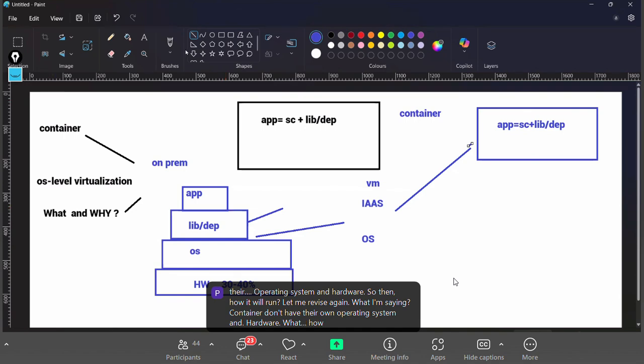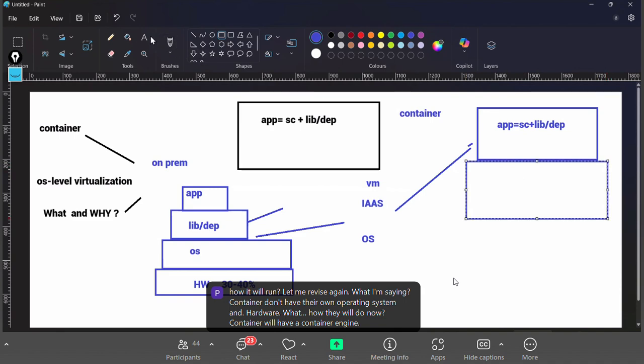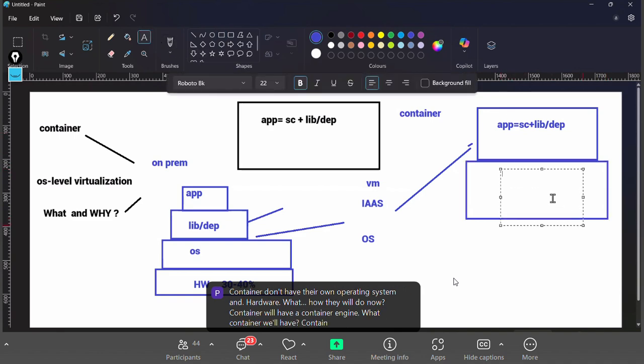How will they do it now? A container will have a container engine. Now what will this engine do? Think. Nitin, what will I do? I'll hack your brain. If I hack your brain, you will follow me, right? Whatever command I give you, you will follow me, right?